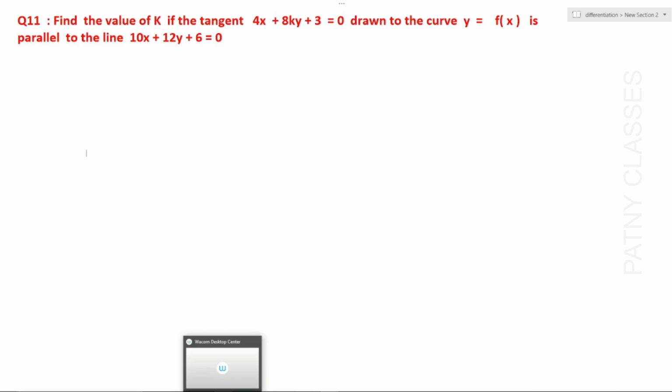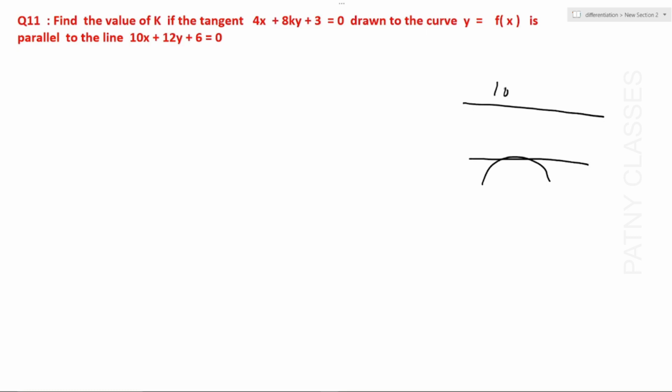Find the value of k if the tangent 4x plus 8ky plus 3 equals 0 is drawn to the curve. So we have the curve here and a tangent is drawn to it, and the tangent is parallel to the line 10x plus 12y plus 6 equals 0, and this is 4x plus 8ky plus 3 equals 0. Now when we are having two lines here, we compare each equation with ax plus by plus c equals 0.